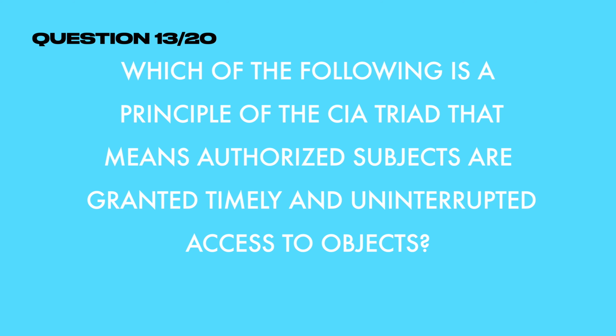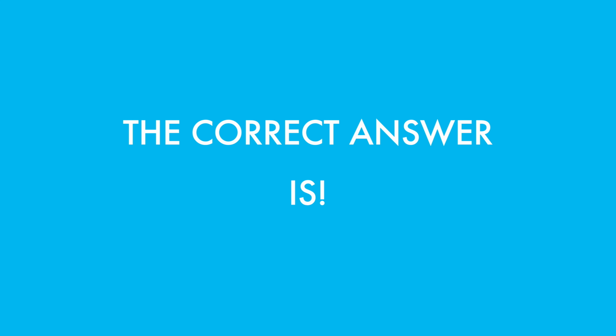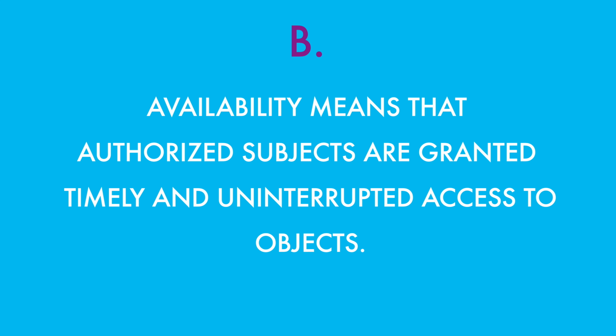Question 13 of 20. Which of the following is a principle of the CIA triad that means authorized subjects are granted timely and uninterrupted access to objects? A. Identification. B. Availability. C. Encryption. D. Layering. The correct answer is B. Availability means that authorized subjects are granted timely and uninterrupted access to objects.